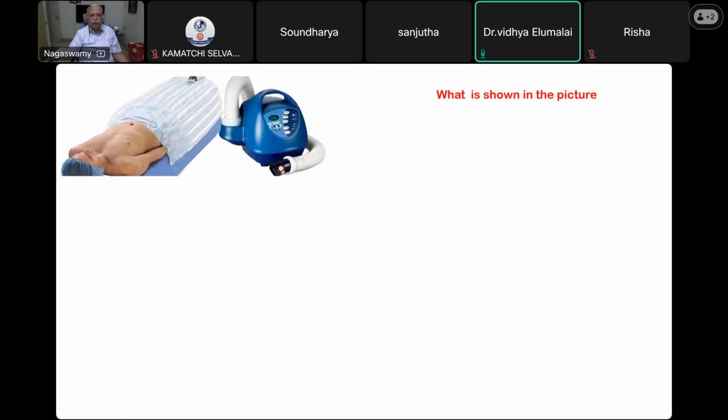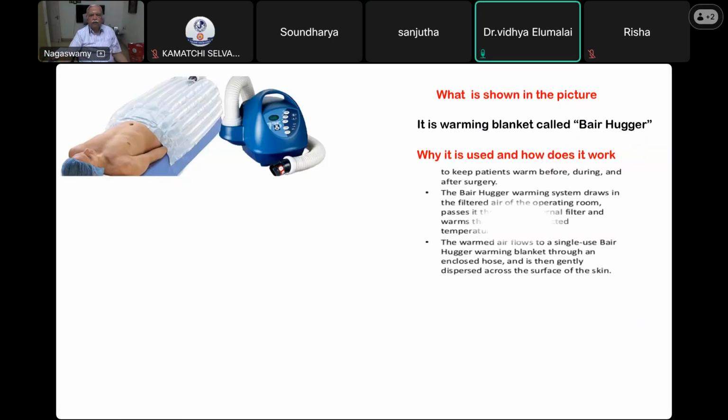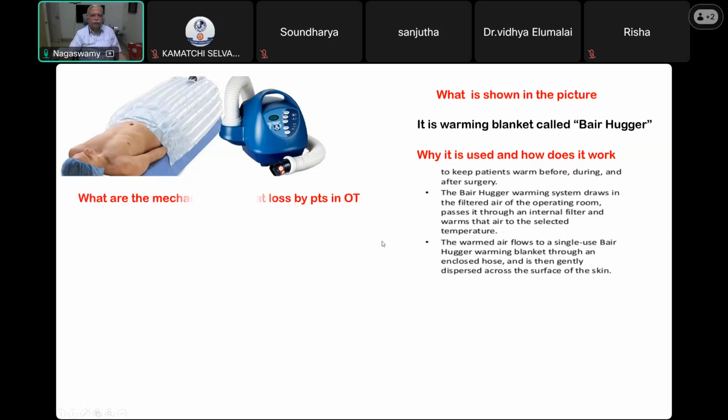Warmer, also called a Bair Hugger, a warming blanket. What is it used for and how does it work? Why is it used? To maintain the temperature, normothermia. Very good. Keep patients warm before, during, and after surgery. The Bair Hugger warming system draws filtered air through the operating room, passes it through an internal filter, and warms the air to the selected temperature. Warmed air flows to a single-use Bair Hugger warming blanket through an enclosed hose, then is gently dispersed across the surface of the skin.